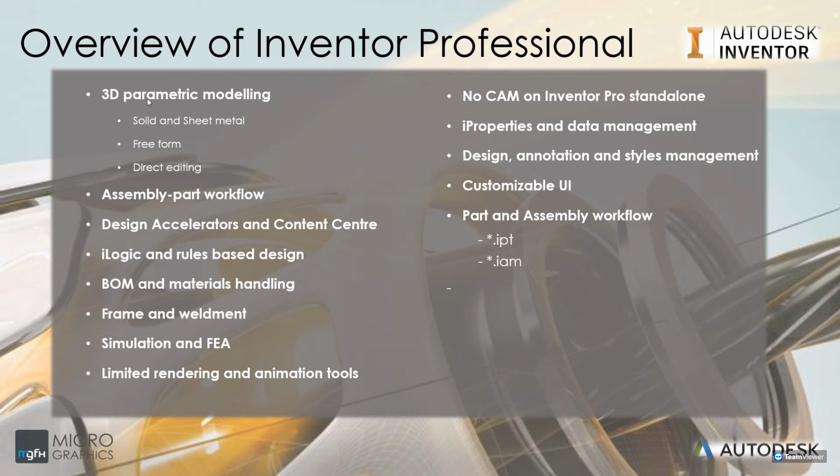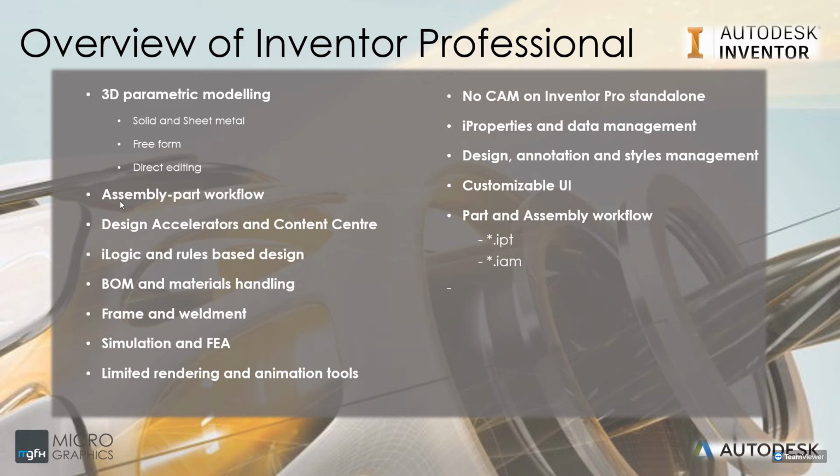If we take a look at Inventor Professional, also a 3D parametric modeling solution. So it has solid and sheet metal, freeform and direct editing. Okay. It follows very much an assembly part workflow. So we will make use of different files, and there's a lot of data attached to those files, as we will discuss later on. So we also have design accelerators and content center. So what that means is you have standard bolts, shafts, gears, nuts, screws, what have you in your content center.